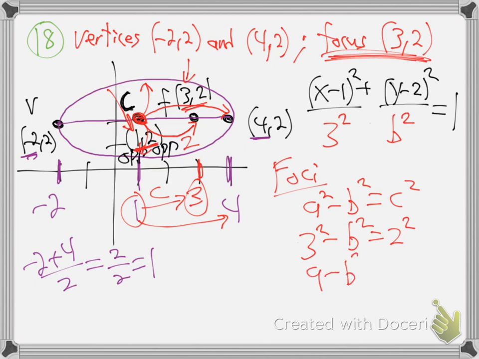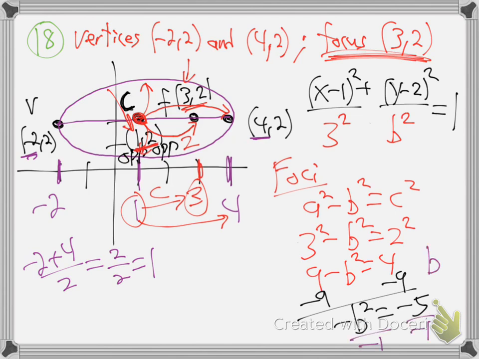Going to get 9 minus b squared is 4. Subtract 9. Minus b squared is minus 5. Last step, divide by minus 1. B squared is 5. Root it. B is the root of 5. We good? Come back here. Root of 5 squared. Done. That should be minus, right here.